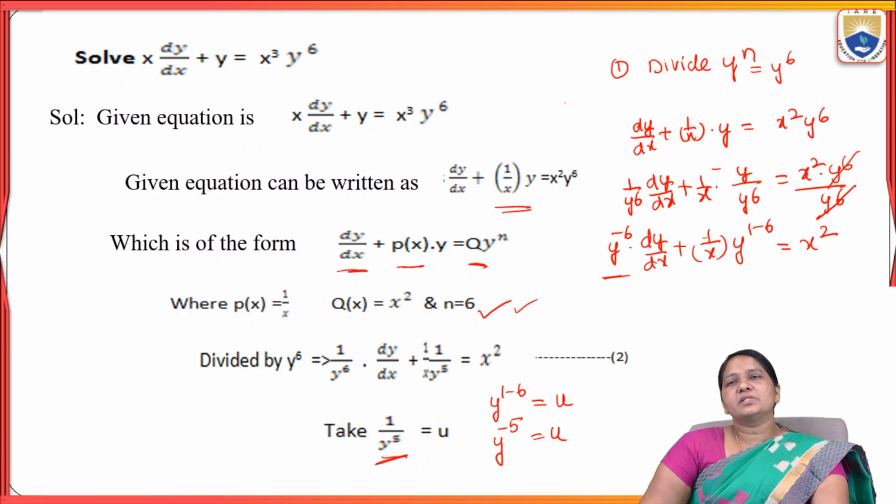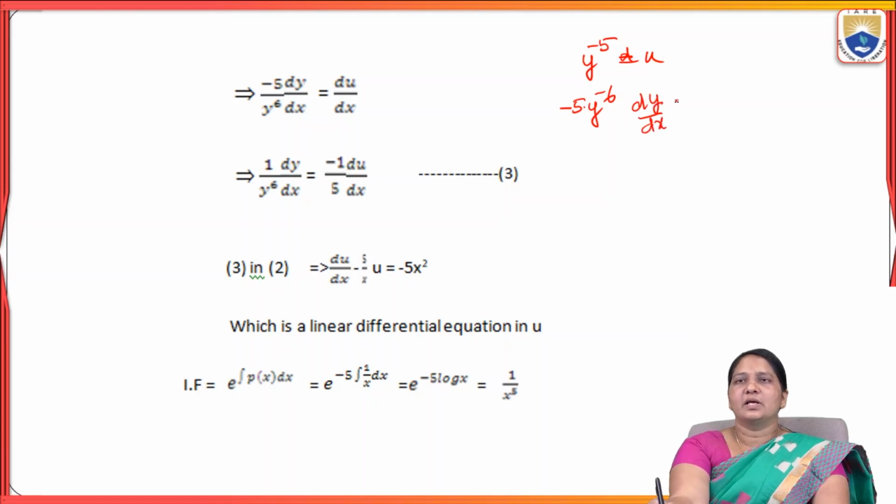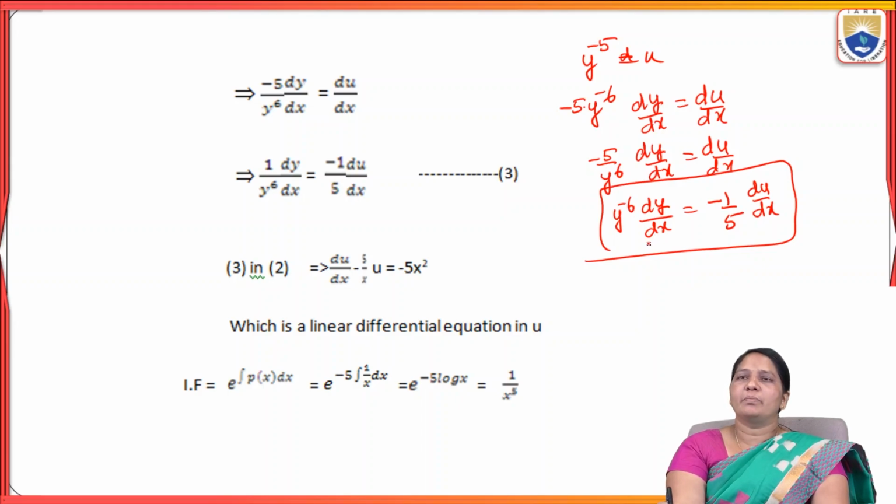So after taking this substitution, I have to differentiate this value. So y power minus 5 is equal to u. Now I am differentiating this with respect to x. So minus 5 into y power minus 6 dy by dx is equal to du by dx. That means minus 5 by y power 6 dy by dx is equal to du by dx. So y power minus 6 dy by dx is equal to minus 1 by 5 du by dx. That means in place of y power minus 6 dy by dx, I can replace minus 1 by 5 du by dx in the given equation.